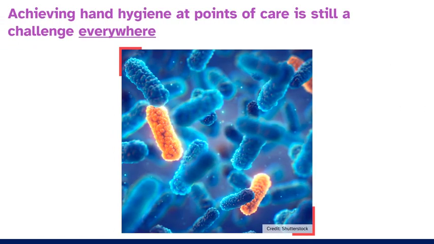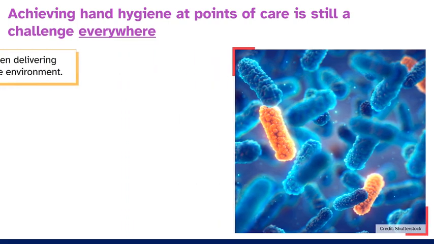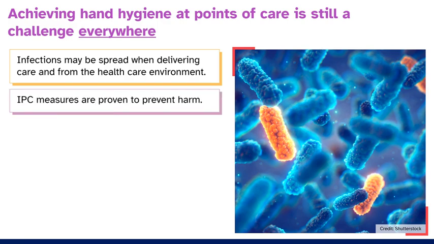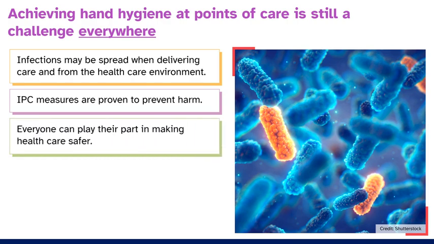No health system is free of avoidable infections. These infections, acquired through delivering care and from the healthcare environment, affect patients, their families, and health workers in many different ways. Infection prevention and control measures are proven to prevent harm. Everyone can play their part in making people safer in healthcare. This is a key element of WASH Fit.